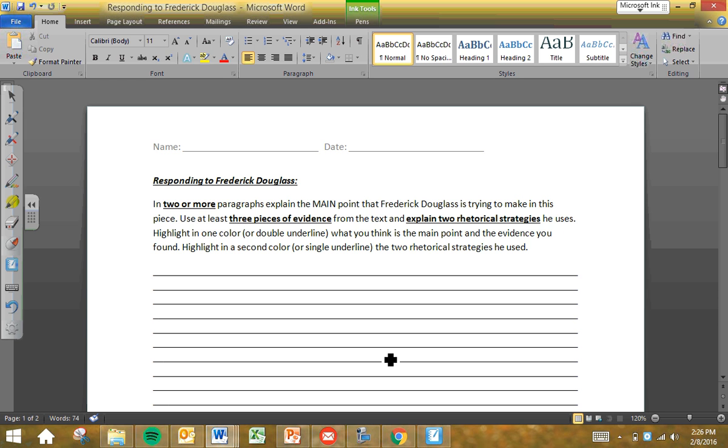Why did he use so many anecdotes? Why did he choose specific words the way he did? And then explain them. Don't just write down he used diction. Explain why diction helped him make his point better, okay? Highlight in one color or double underline what you think is the main point in the evidence you found. So I think the main point you would highlight in blue, and then you'd highlight all the evidence in blue, or underline it twice. And then highlight in the second color or single underline the 2 rhetorical strategies used. So if you're talking about diction, you'd either highlight it in green or underline it once, okay?